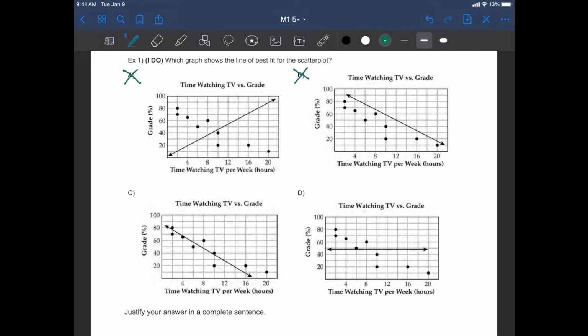Okay, we only have C and D left, and C is going to be our obvious answer here. But let's look at why D does not work. So here's D, and here's the line that they put here. We're looking for a line with a negative slope. This line has a 0 slope, which produces a flat line. That means that no matter how much time someone spends watching TV, their grade will be the same, a 50, no matter what. And that's not what the data is saying to us. So this is not an appropriate line of best fit.